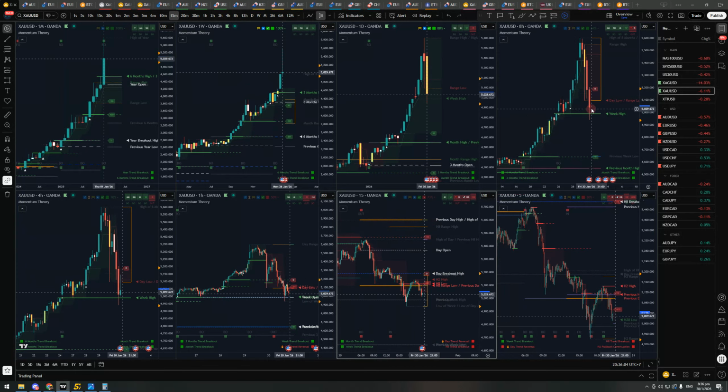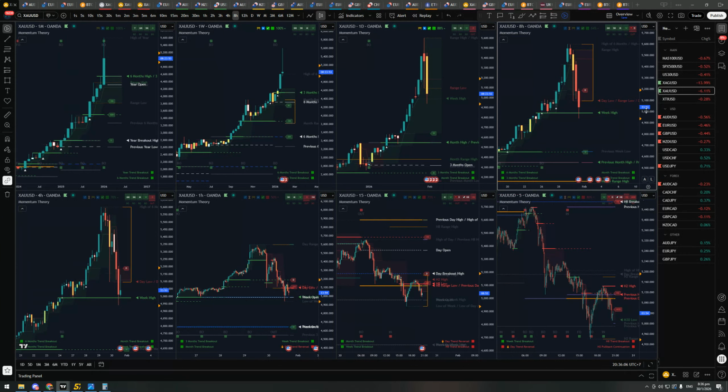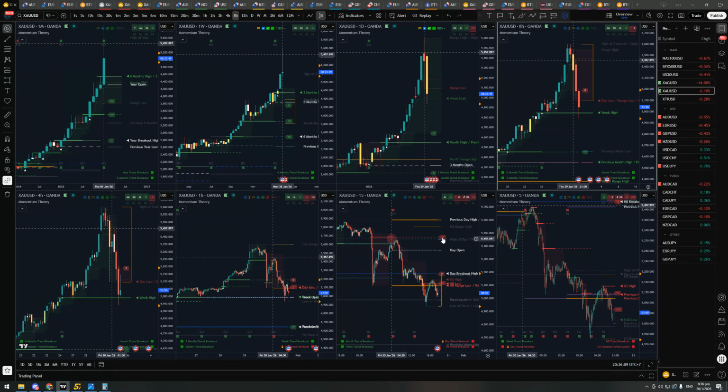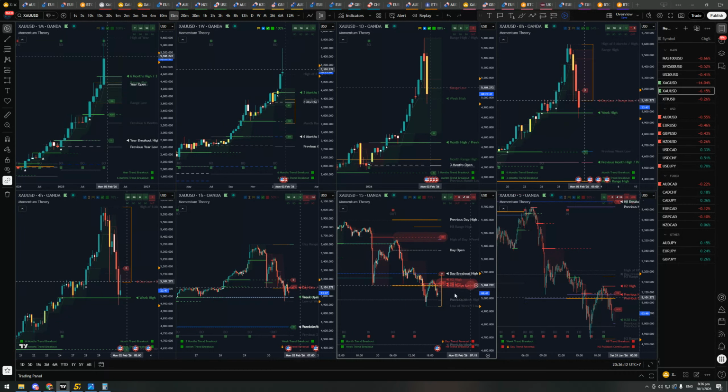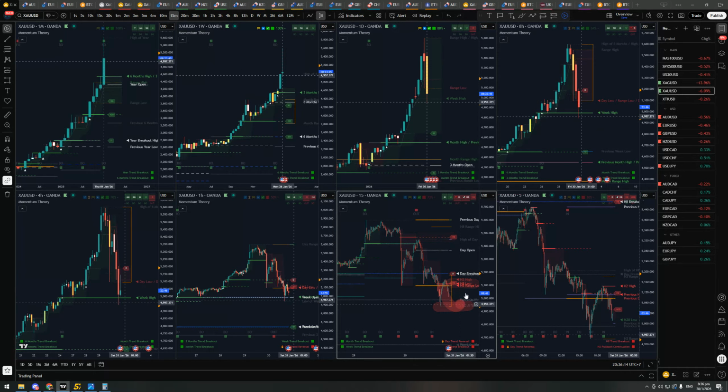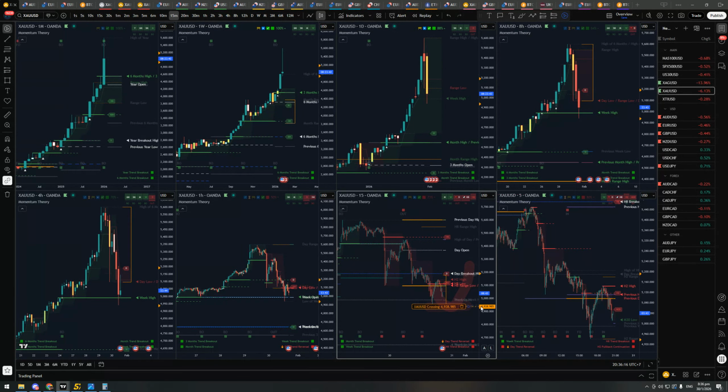H8 bar hasn't closed yet. Still 20, 30 minutes, 23 minutes left to go. If this closes and breaks out, this H8 breakout level will get pushed down, and then I can find a nice reversal pattern here if it does set up. So I'm going to set the alerts right there.